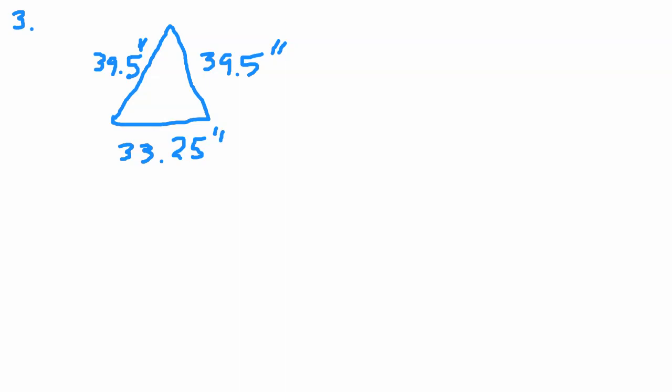Okay, now perimeter is the distance around a figure, so you just start at one of the vertices and go all the way around. So we have 39.75 plus 39.75 plus 33.25. So if we add all of those up, we end up with 112.75, and we still have the same units of inches.